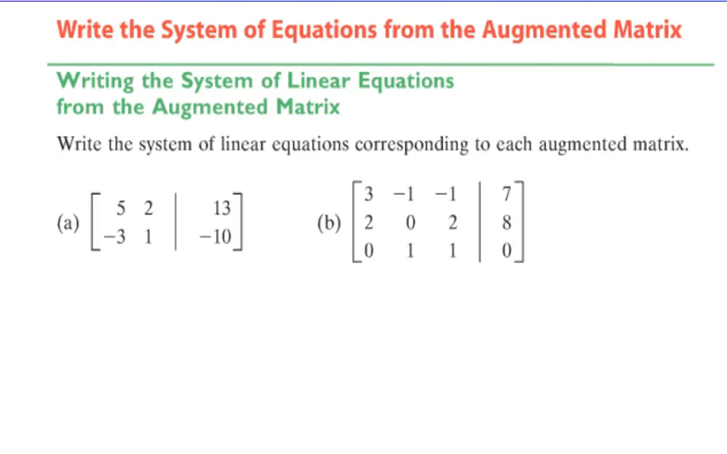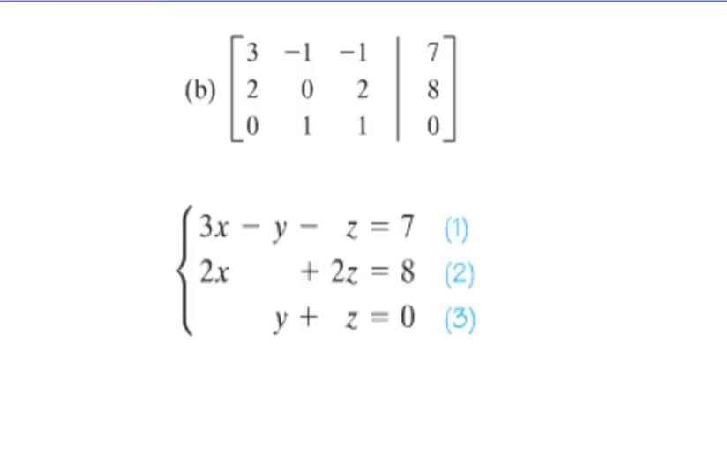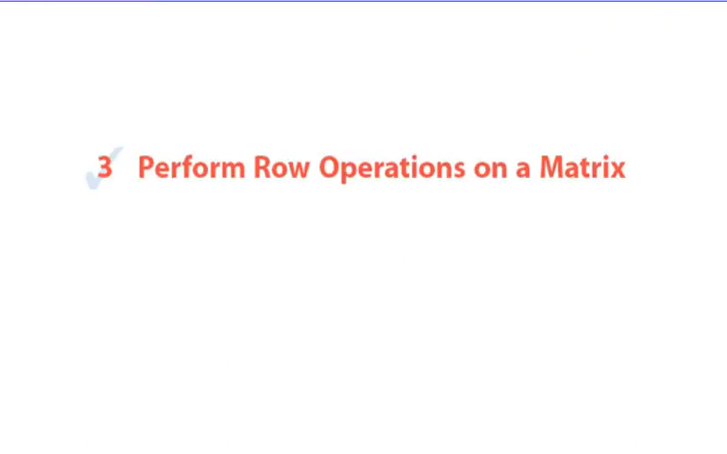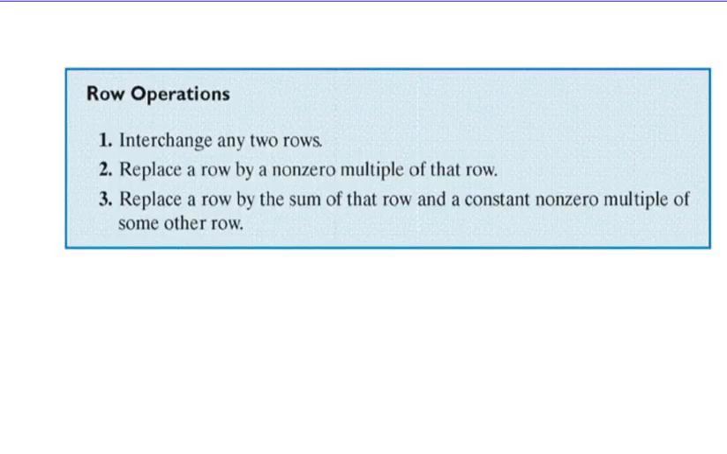We can also go backwards and we can write this as a system. So given an augmented matrix, to write the system: 5x plus 2y is equal to 13, negative 3x plus y is equal to negative 10. Again, my full notes are on Blackboard. Feel free to look at the PowerPoints.